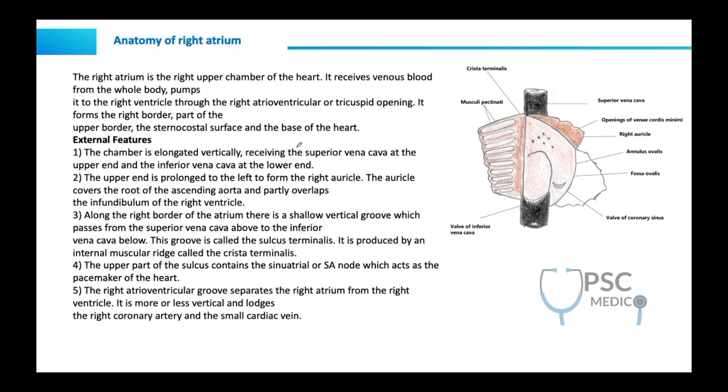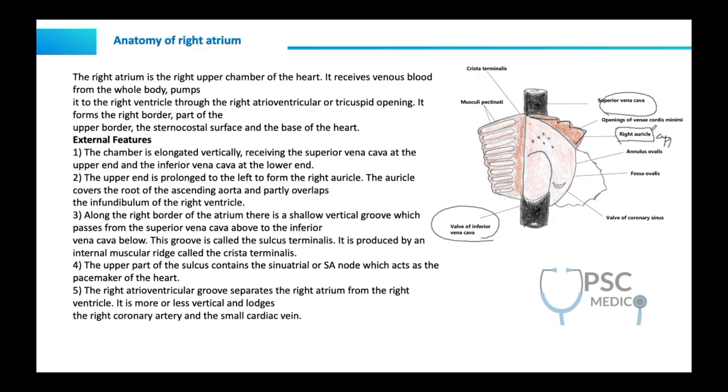The chamber is elongated vertically. Okay, and it receives blood from the superior vena cava and also the inferior vena cava, and the upper end of this elongation is prolonged to form the right auricle. Okay, this is the upper end, and we have prolongation of the upper end leading to an appendage. So the appendage of the heart is auricle. We have a right auricle.